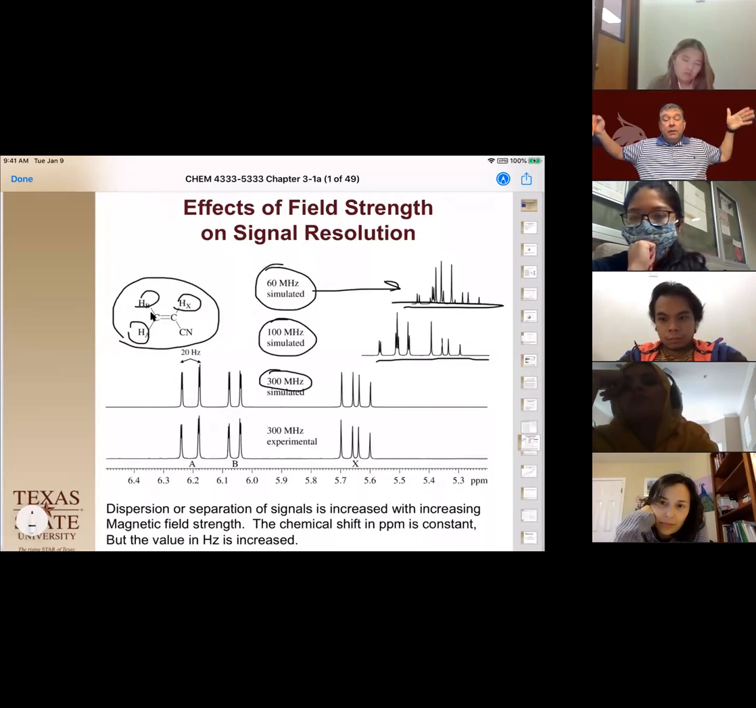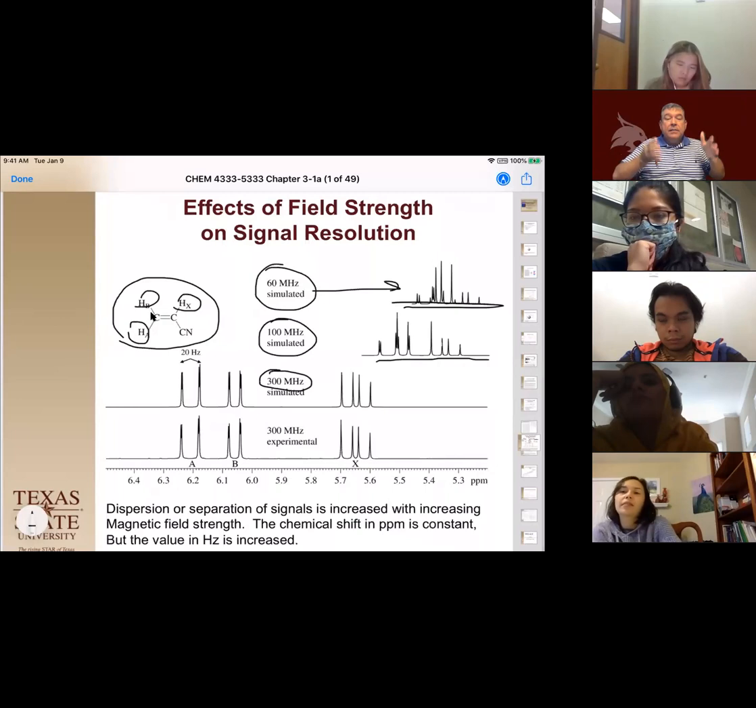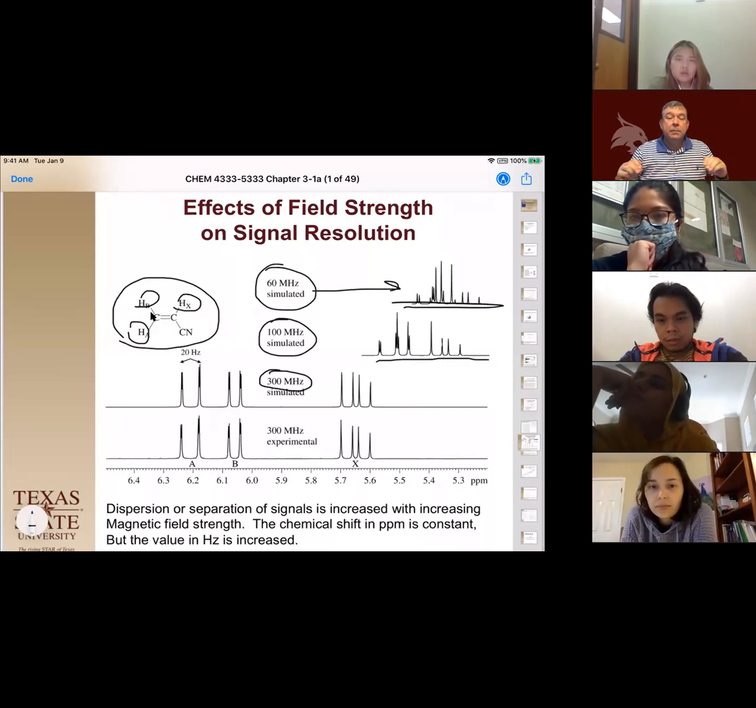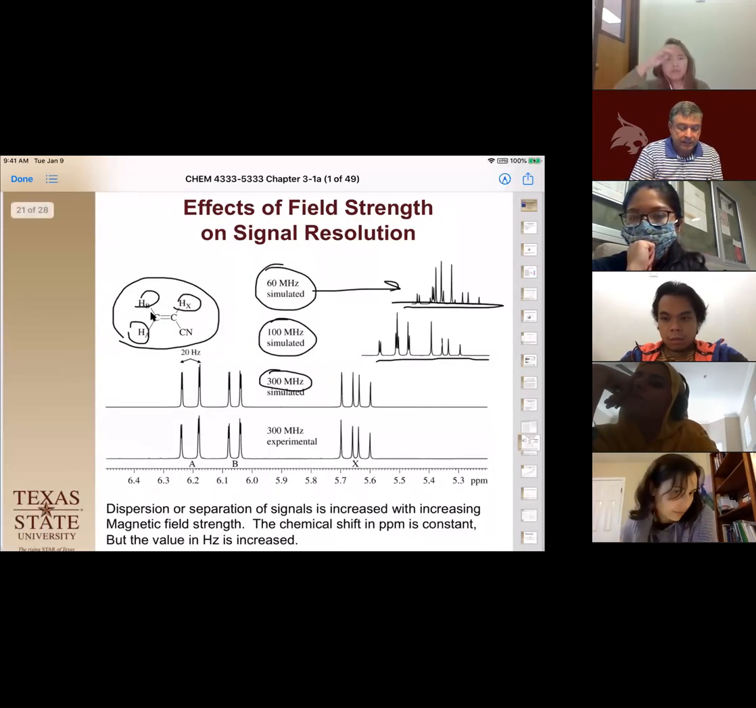Okay, let's do 3 times the frequency, which should give us 3 times the frequency spread out, which means that we have a lot more room to get separation between a peak and the baseline, peak and baseline, peak and baseline. And what we see is that the spectrum gets cleaner and it gets easier to assign protons.